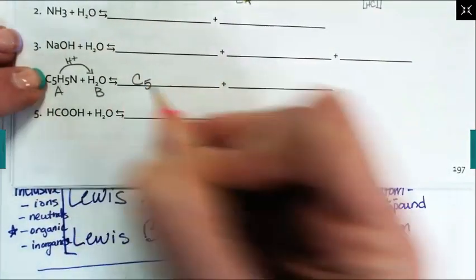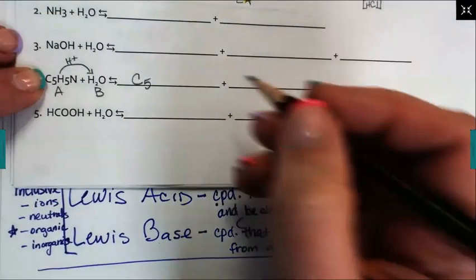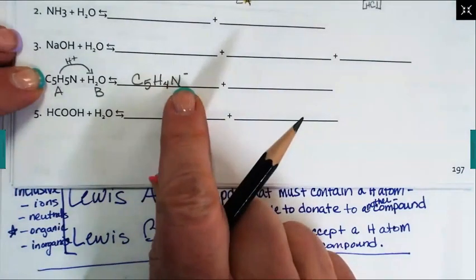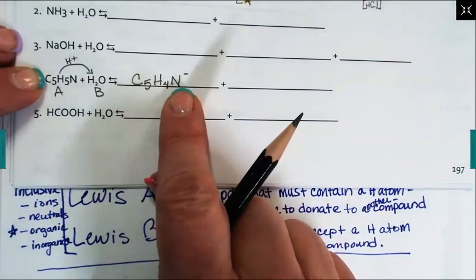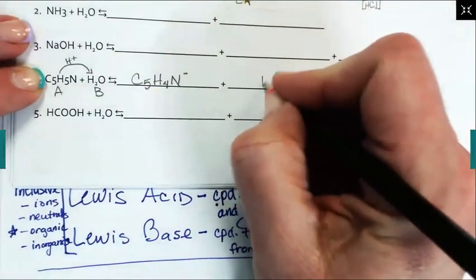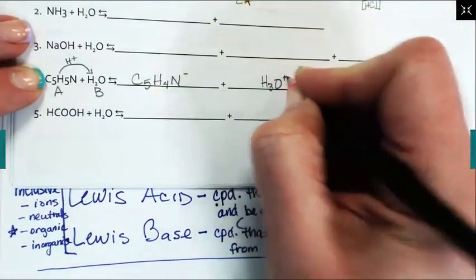C5, the carbons didn't change, right? H4N, and that's going to make it have a charge, right? Because it's lost a proton there. It's lost a proton. And H3O positive.